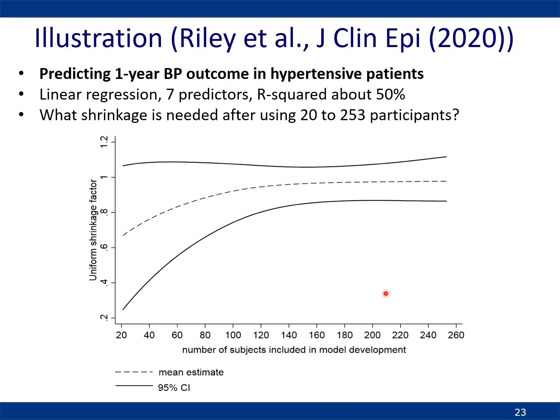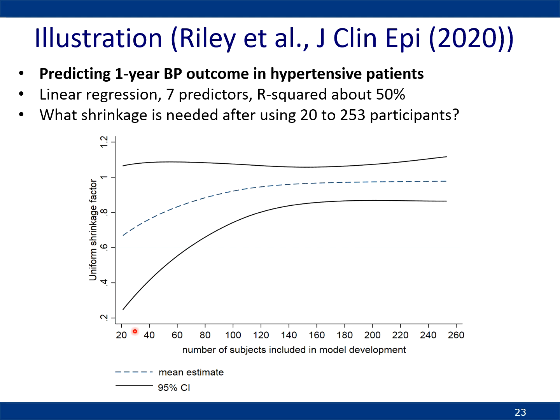In this first example, I'm going to consider a very simple situation of a linear regression, so a continuous outcome, 7 predictors in my model, and the R-squared of the model is about 50%, so it's a pretty good model. But what shrinkage is needed after I use between 20 to 253 participants in my model development? I'm plotting here the estimate of the uniform shrinkage factor obtained from bootstrapping after I've fitted my model.